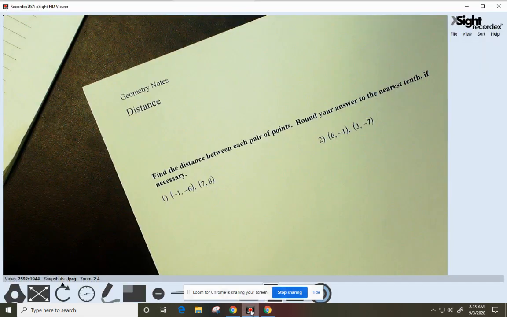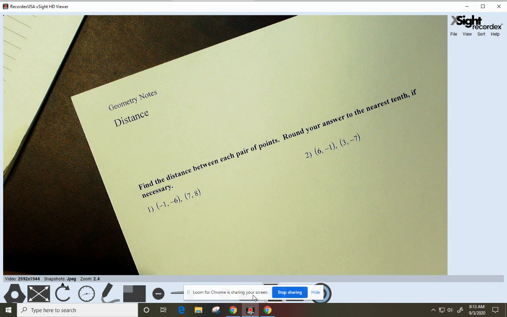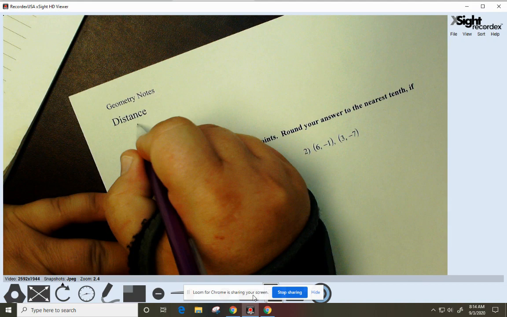Okay, good morning, class. We are going to look today at doing just the distance. How far is it from one point to another point in the coordinate plane? So what I'm going to need to do is I'm going to need my distance formula.